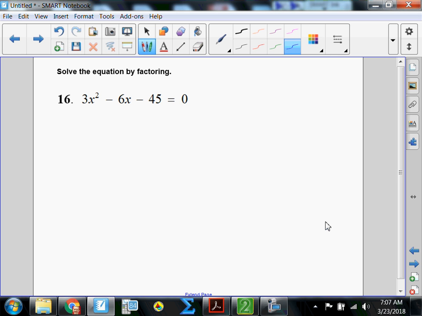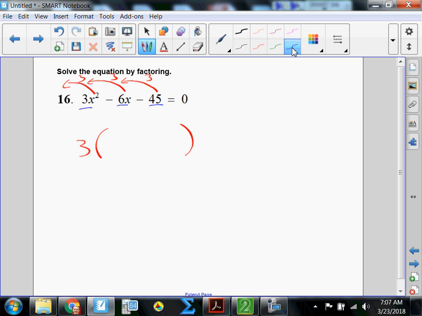But I can also notice that there's a common factor. 3, 6, and 45 are all divisible by 3. And so we could factor out a 3, which is just distributing in reverse. If I factor out a 3, that means I'm dividing each one by 3.